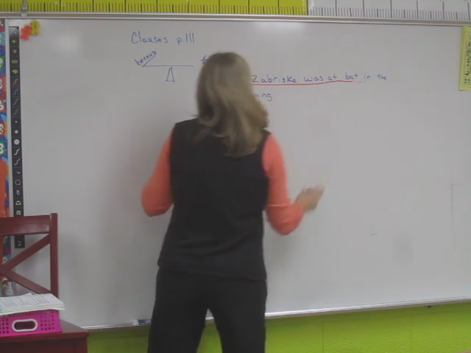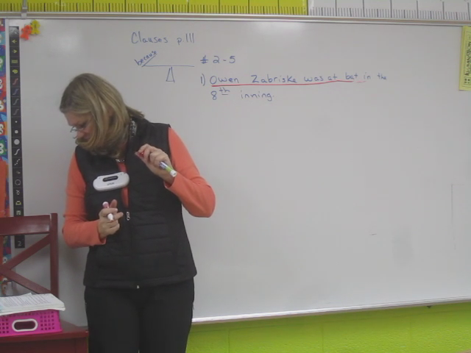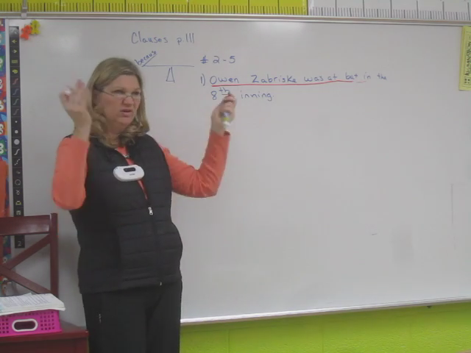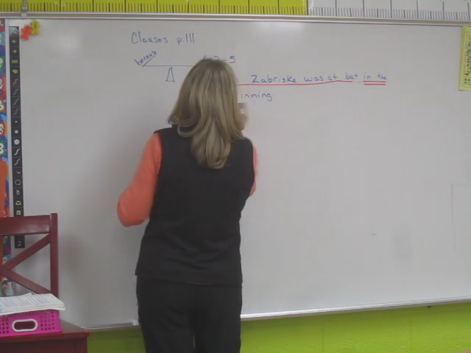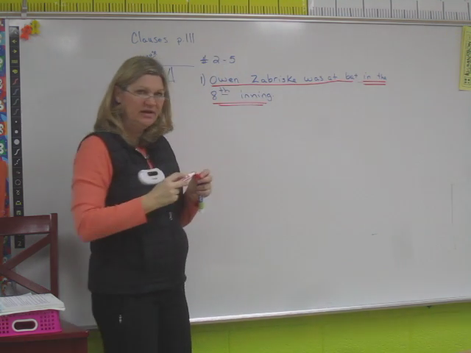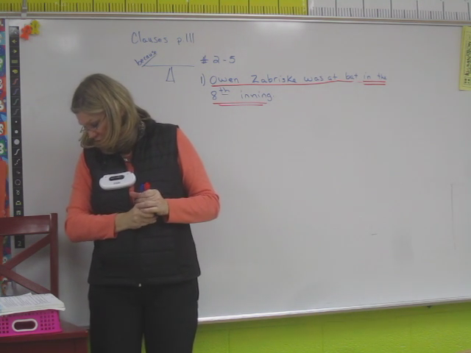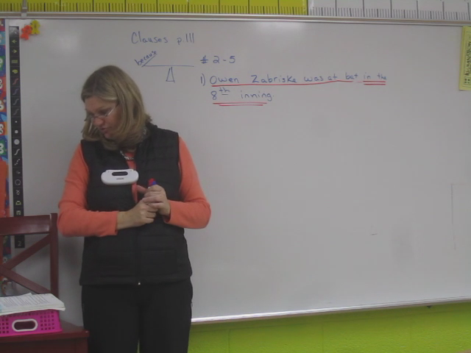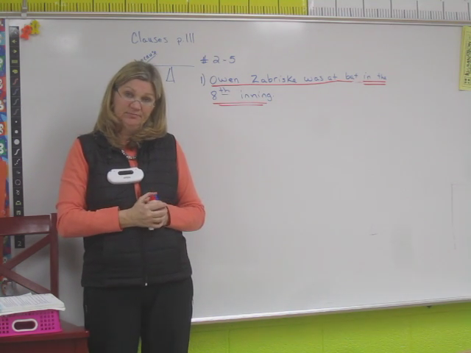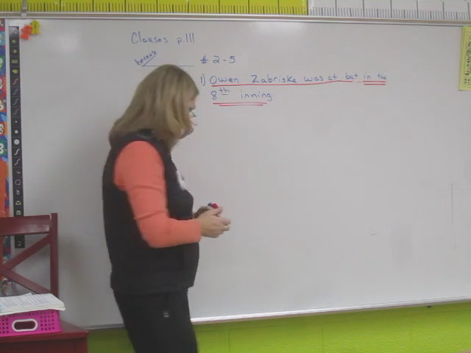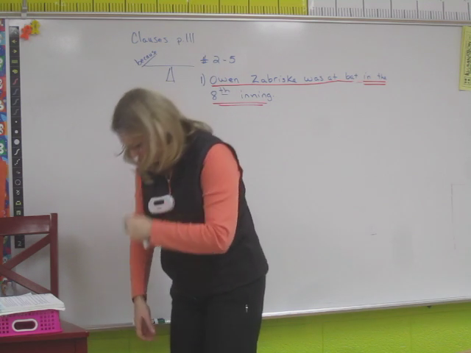Oopsie. In the 8th inning, could that be a sentence by itself? No, because there's no subject. So we're going to underline that twice. All right? Please stop and do numbers 2 through 5. Do numbers 2 through 5. Pause now and do that. I'm going to erase while you do your work.